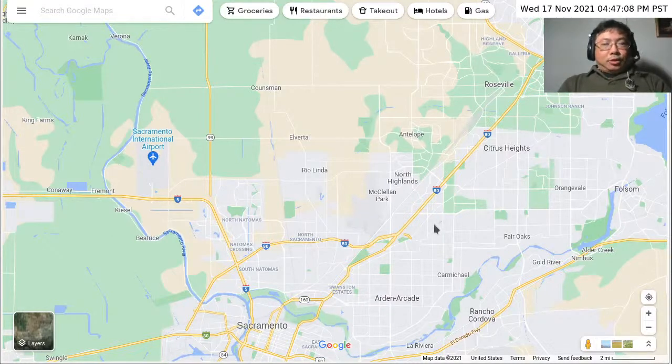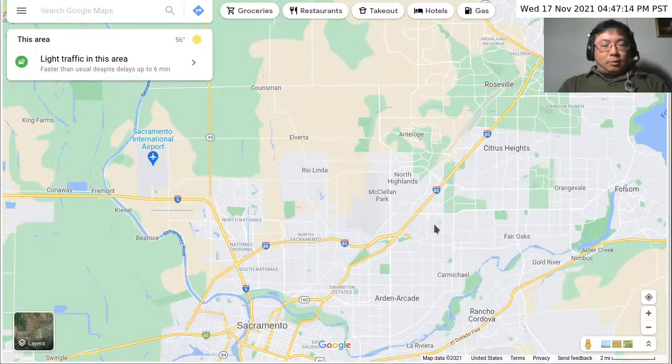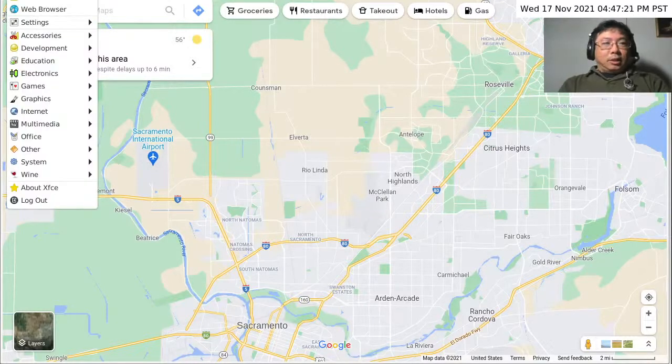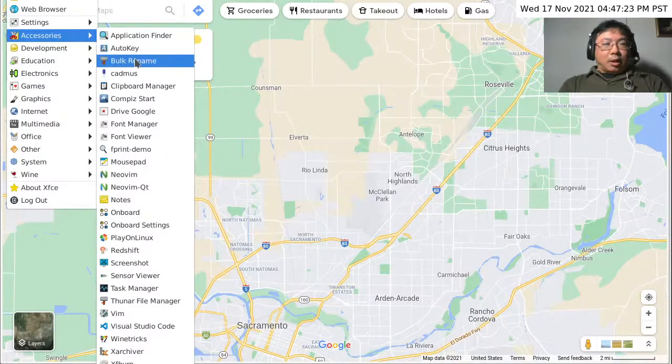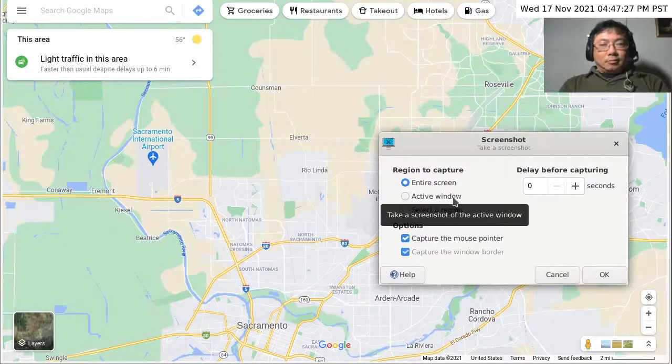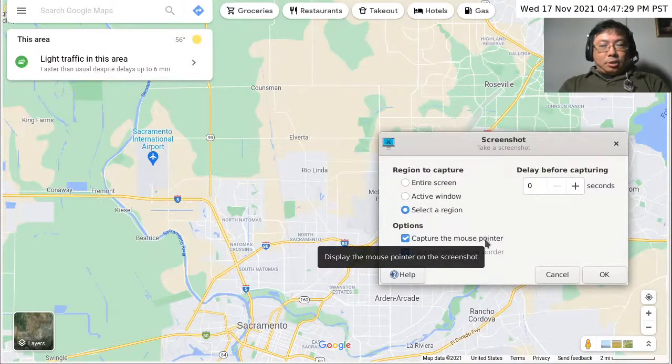So what I need to do is take a screenshot first. I do not have the screenshot shortcut key set up here, so I'm going to have to go through the long way to get to my screenshot. So we want to select a region, capture the mouse pointer. Nope, you don't need to do that. Alright.